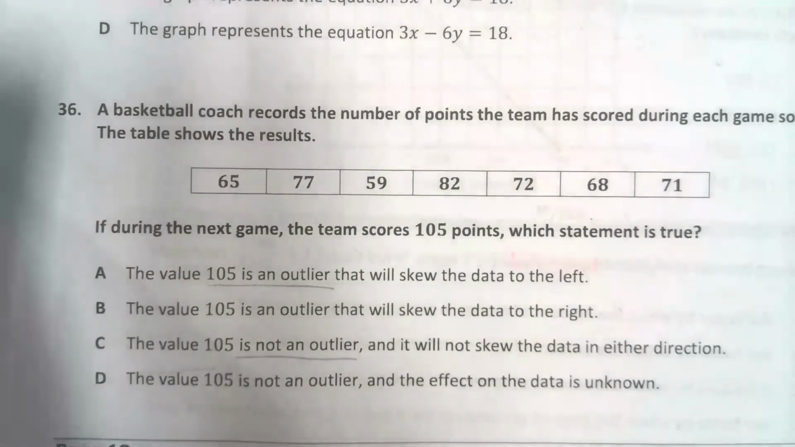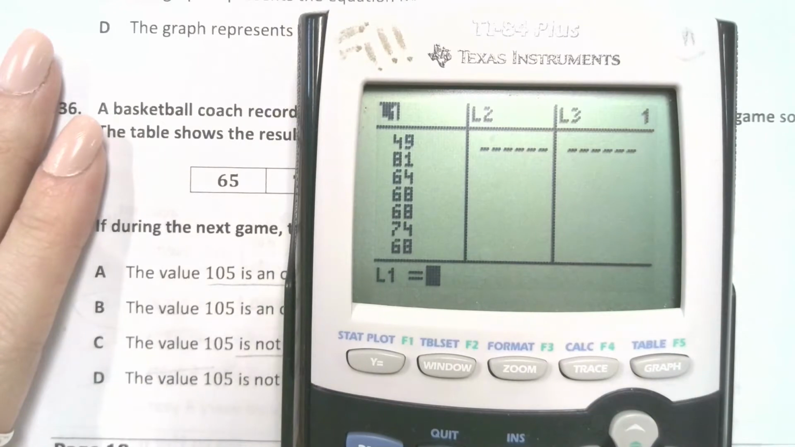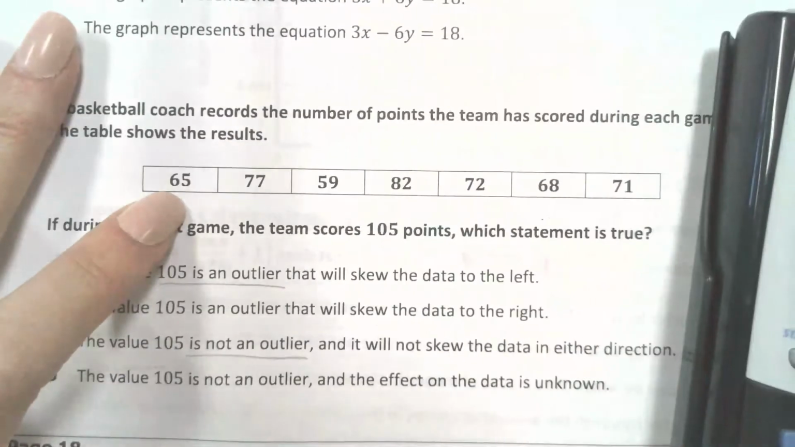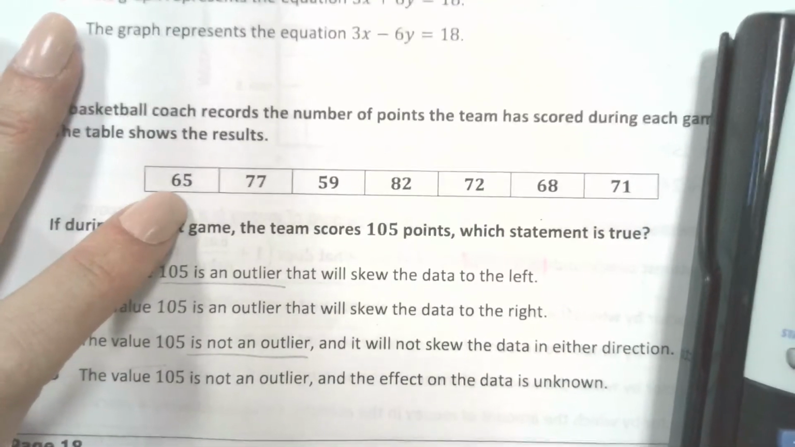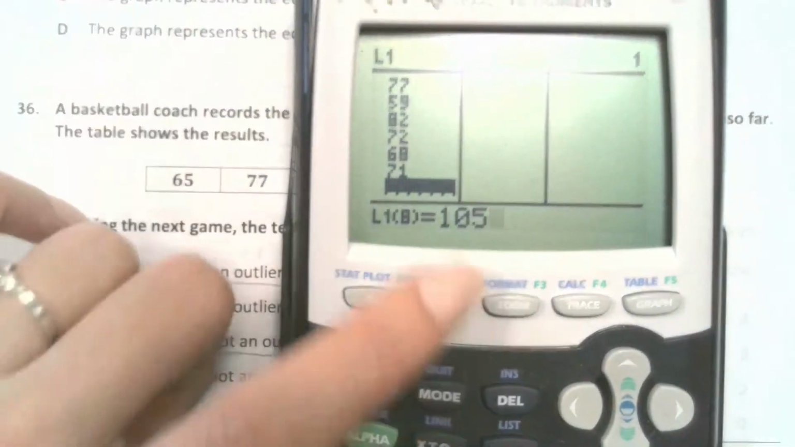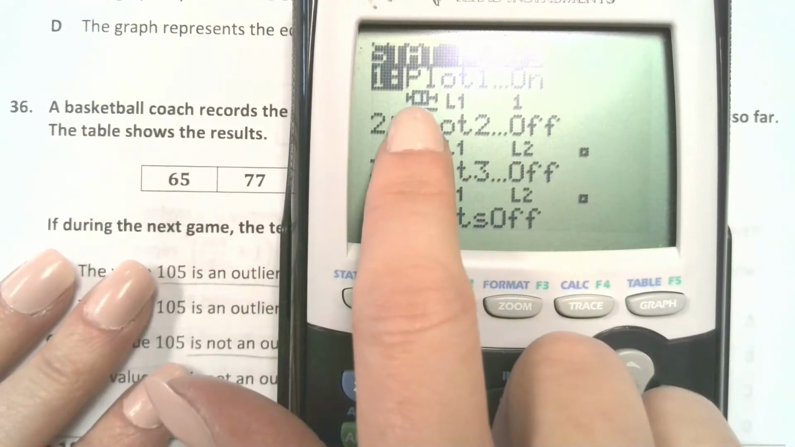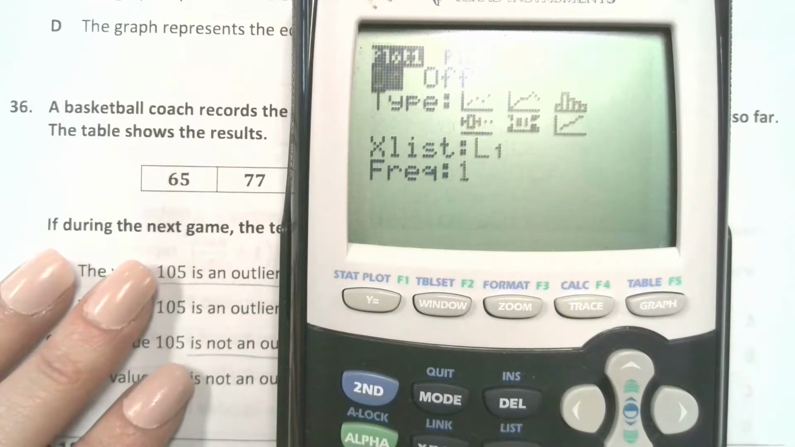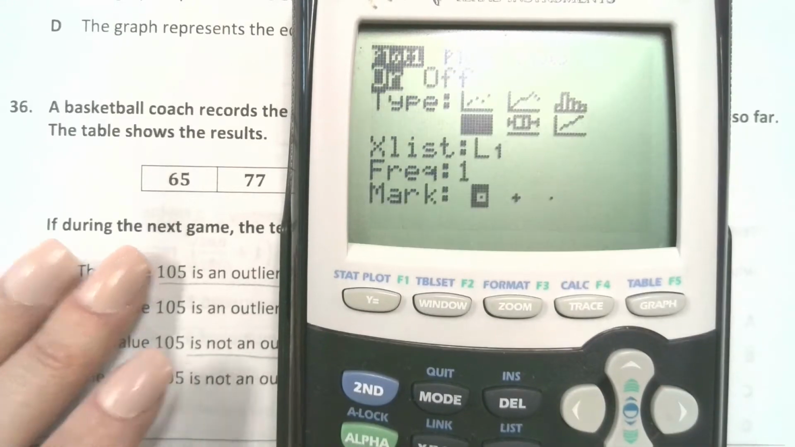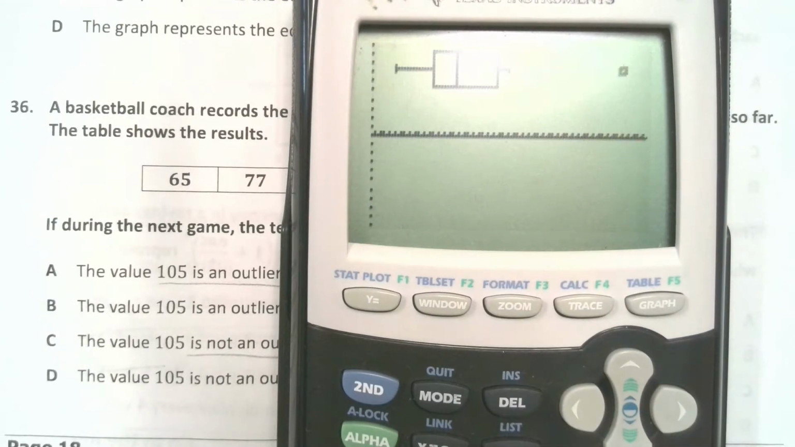So I opened up my stat plot, cleared out what I had in there, and then I put my data in. And I included 105. So my last thing should be 105. And then I opened up my stat plot and I changed the type to be the one with outliers. If it's an outlier, it's going to show up on my graph as an outlier, right? So zoom 9, look at that.